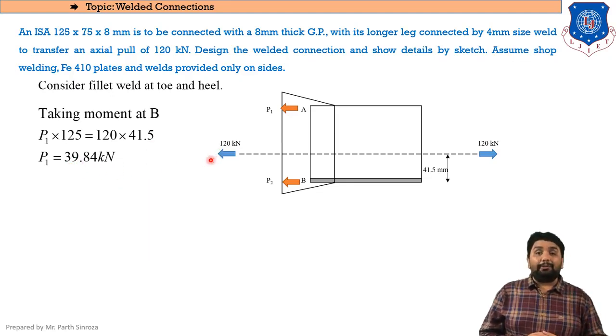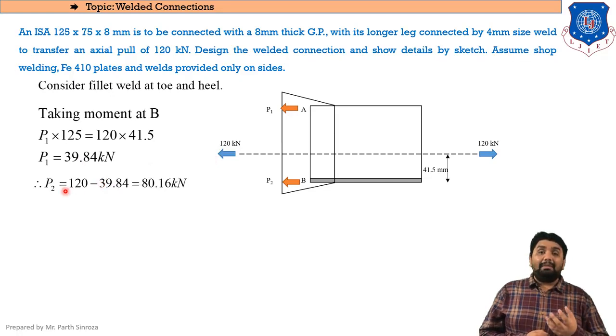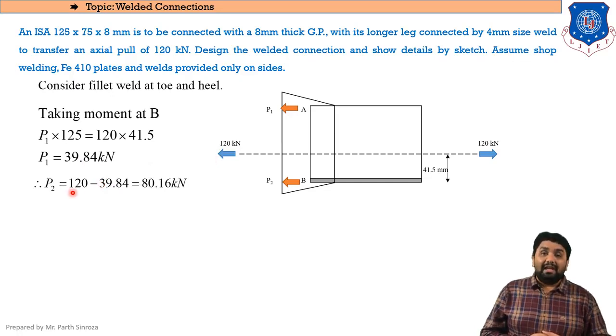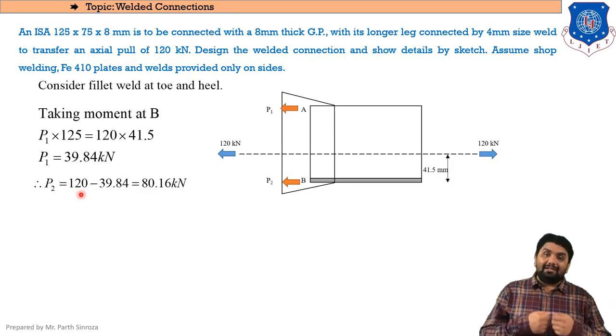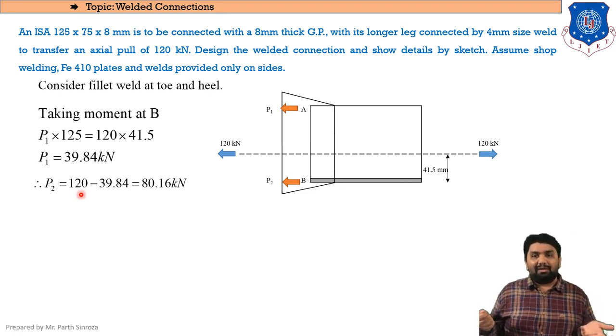Now how to calculate P2? We will do simple basic equilibrium conditions. As we all know, the total force will be acting in one direction, and we are just bifurcating it into two parts. So what about the left hand side force? Keep in mind it is only one force. One axial force of 120 kilonewton is applied. So if you are taking the right hand side force 120, then the left hand side won't be considered.